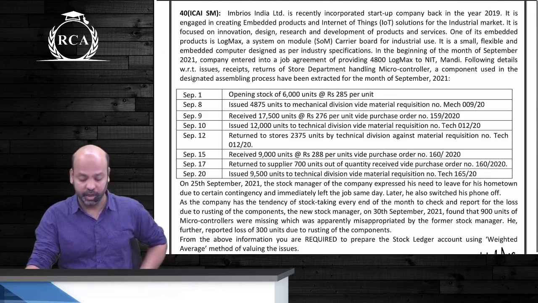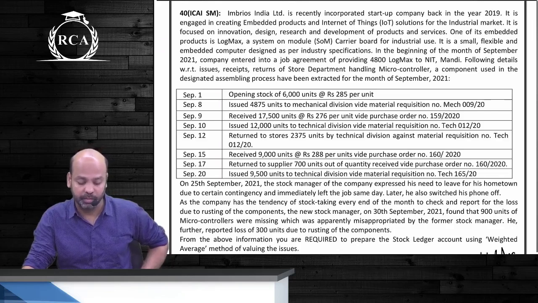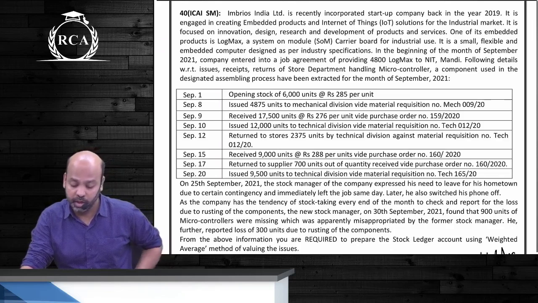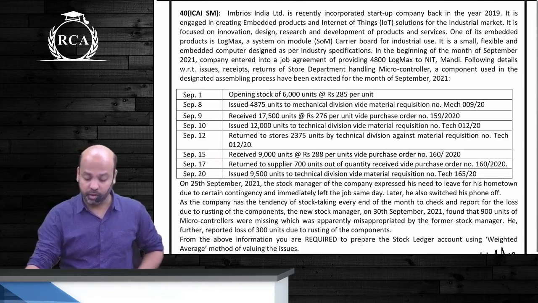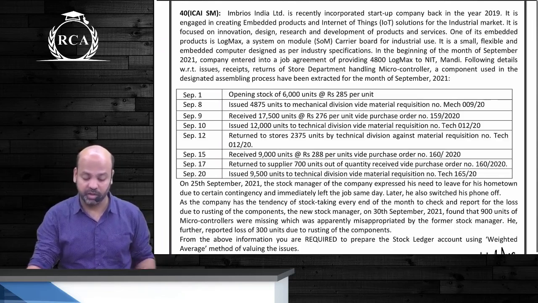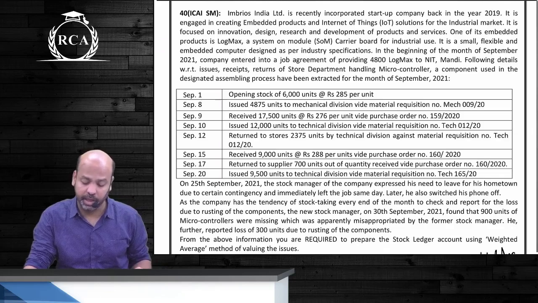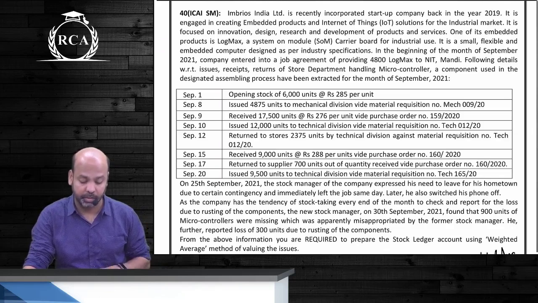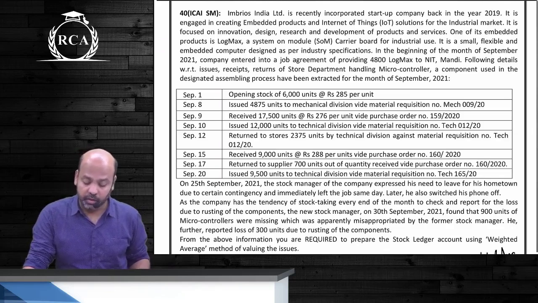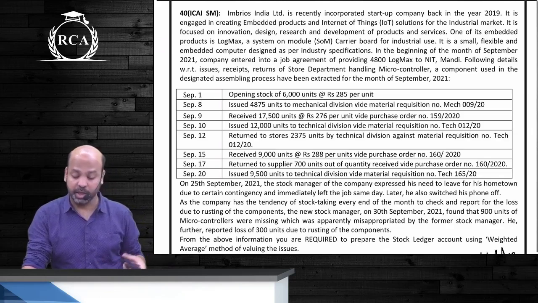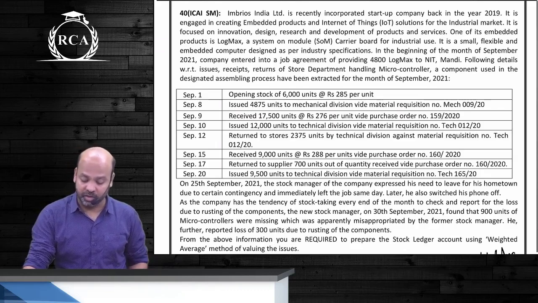Now, in the beginning of the month of September 2021, company has entered into a job agreement providing 4,800 LogMax to NIT Mandi. Following details with respect to issues, receipts, returns of stores department handling microcontroller or component used in the designated assembly process have been extracted. So all of these details are for your raw material microcontroller. First, we have an opening stock of 6,000 units at 285 rupees per unit.